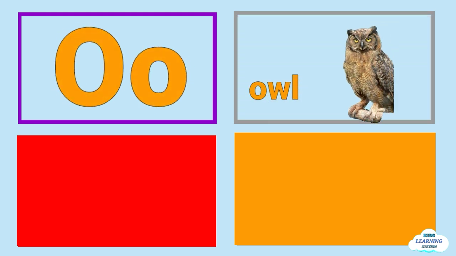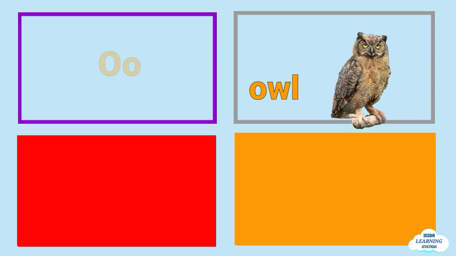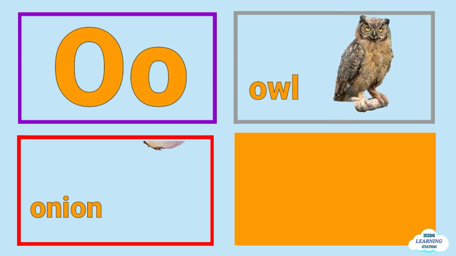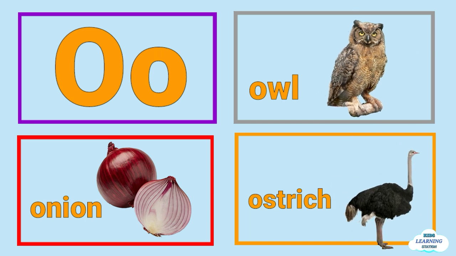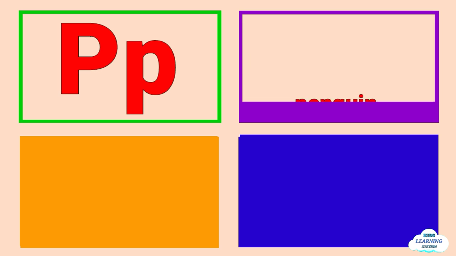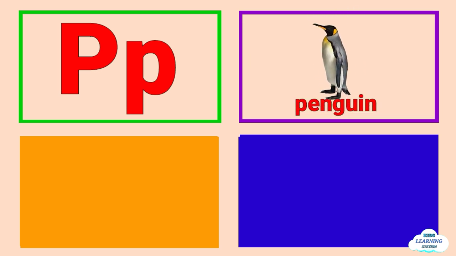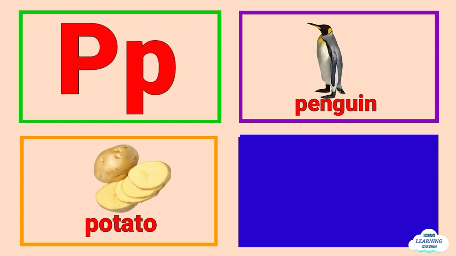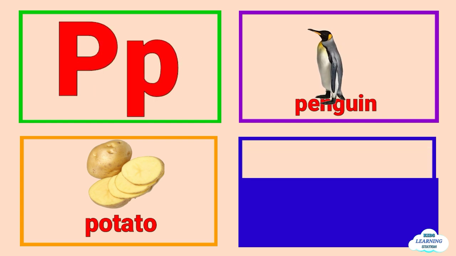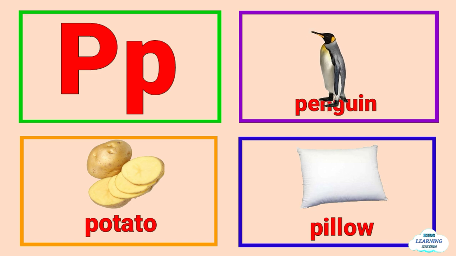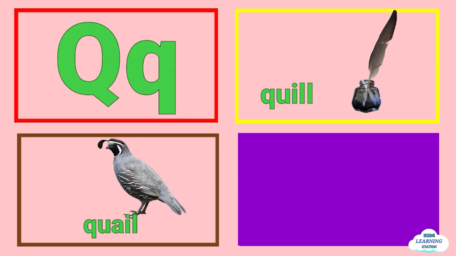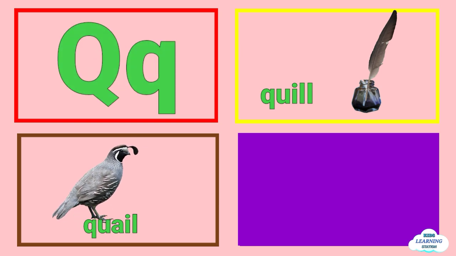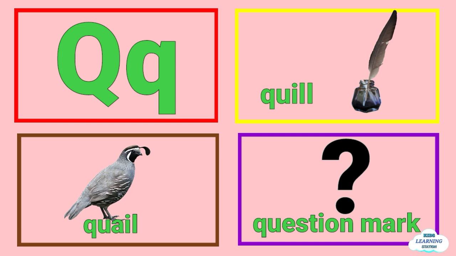O is for owl. Owl. O is for onion. Onion. O is for ostrich. Ostrich. P is for penguin. Penguin. P is for potato. Potato. P is for pillow. Pillow. Q is for quill. Quill. Q is for quail. Quail. Q is for question mark. Question mark.